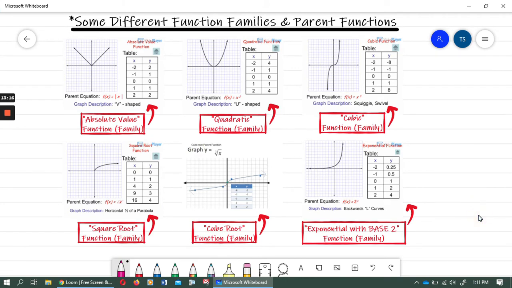So again, next up on deck, y'all, we've got the cube root function family.